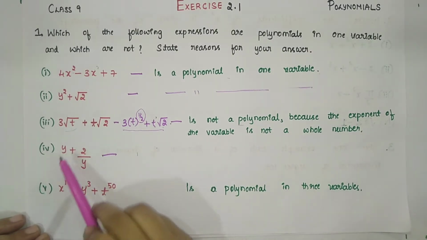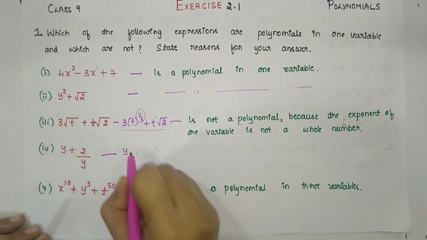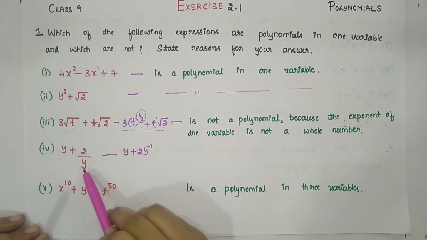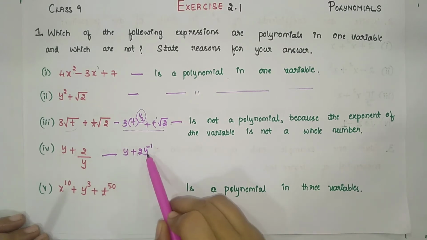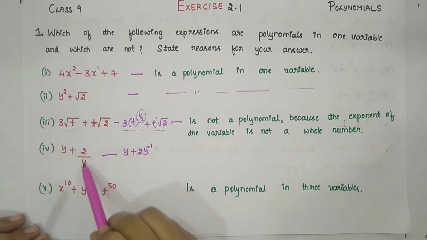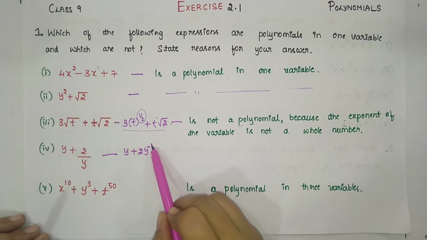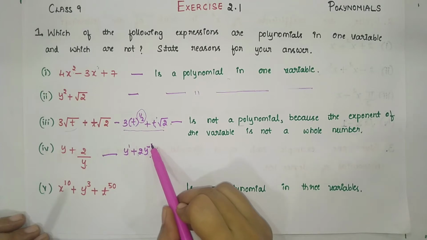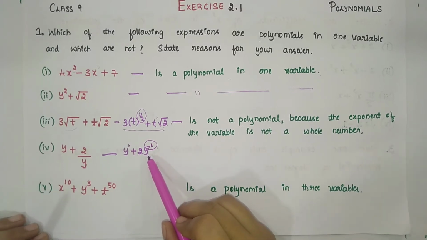The fourth question is y plus 2 divided by y. So we can write this as y plus 2 y power minus 1. That is, y which is in the denominator, we can write in the numerator, and it can be written as y power minus 1. So we have 2 by y and we can write that as 2y power minus 1. So in this expression we have y power 1 and y power minus 1. 1 is a whole number, but minus 1 is not a whole number. So we cannot consider this expression as a polynomial.